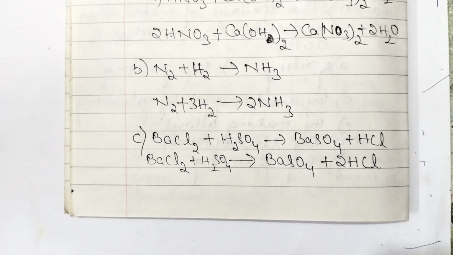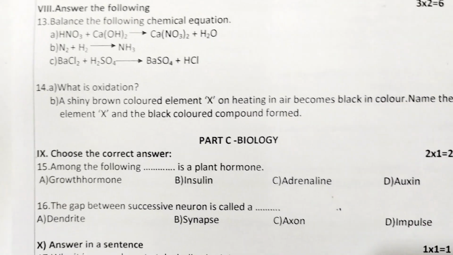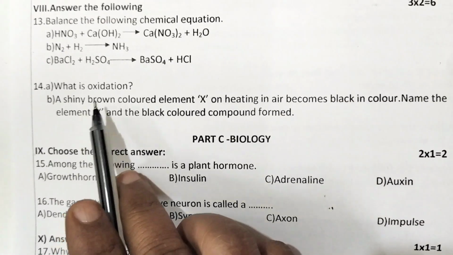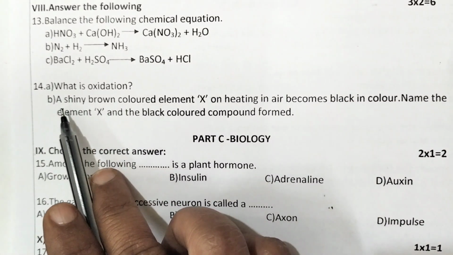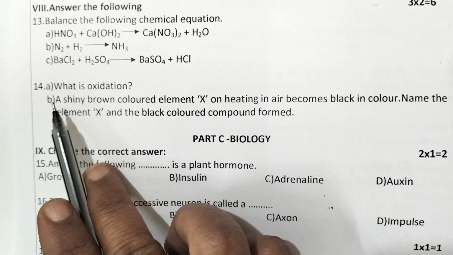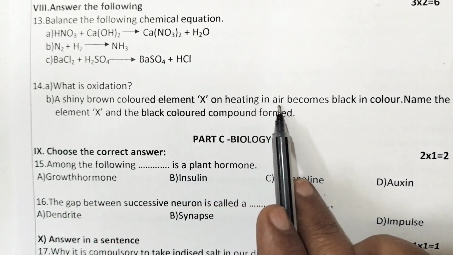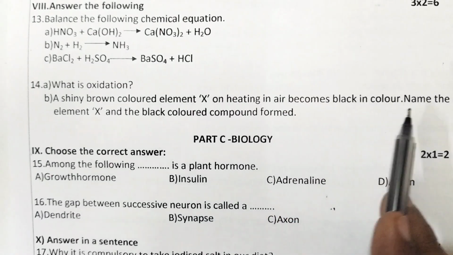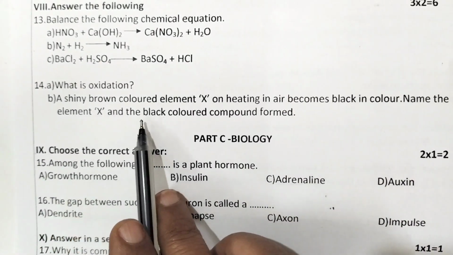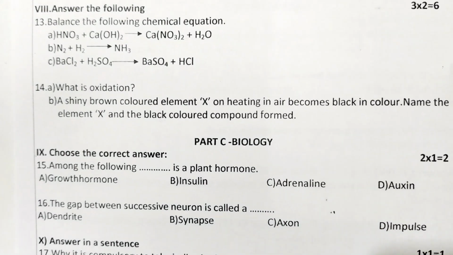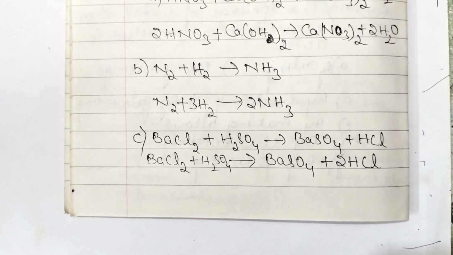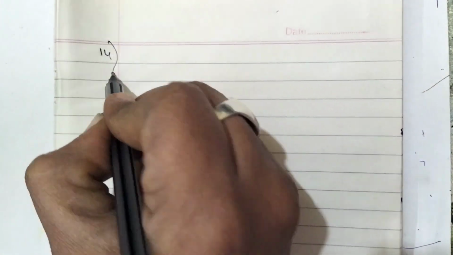So now let us move to the last question of chemistry, that is, what is oxidation? That is a, b question. A shiny brown colored element X on heating in air becomes black in color. Name the element X and the black colored compound formed. So let us write the answer for the 14th question. The 14th question is, what is oxidation? So let us answer what is oxidation.